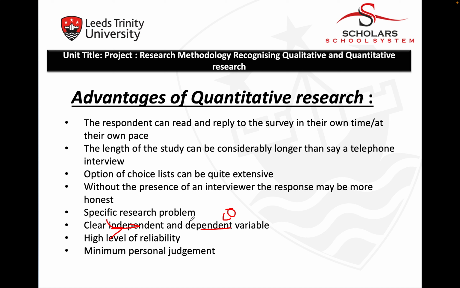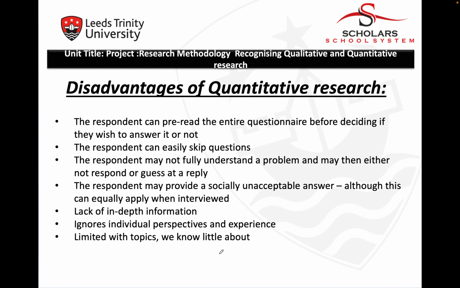So when it comes to numbers and quantitative research, you do have a dependent and independent variable within your title or within your project, and it's very specific to the problem. You get closed-ended questions and you get these advantages as well. There's no personal judgment, it's just responses. The respondent can respond in their own time, and they're very specific and no judgments. Well, what are the disadvantages then?